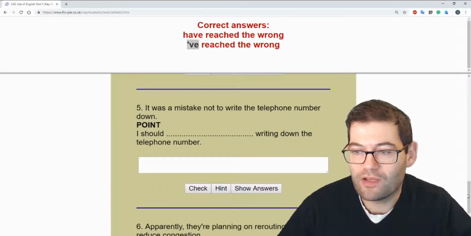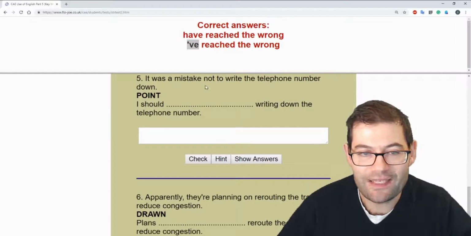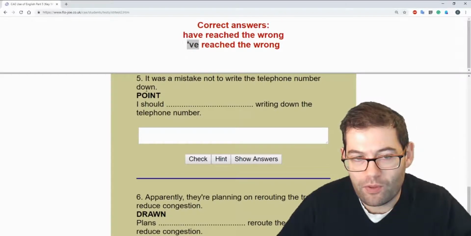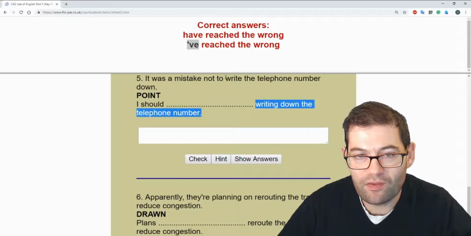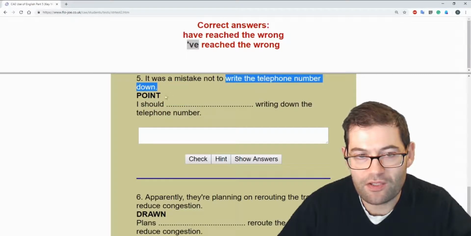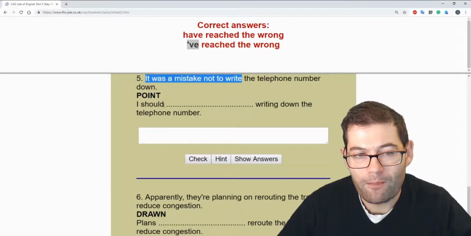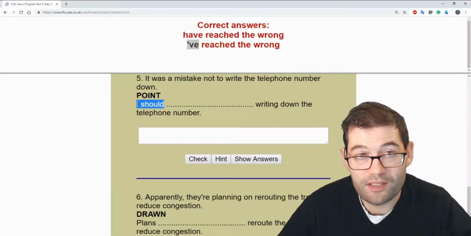For question number 5, it was a mistake not to write the telephone number down. We've got our keyword point. And then we've got writing down the phone number, which covers this bit here. So we've got to think about it was a mistake not to write. But here we've got the first person, active voice.